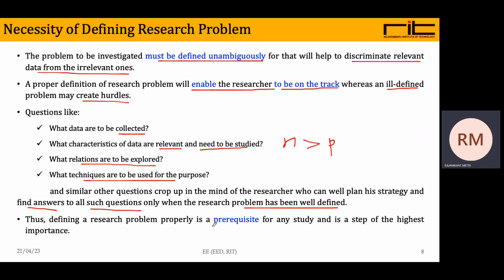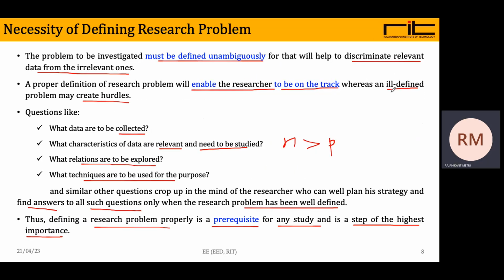So this is a prerequisite for any study or any research. That is, defining the research problem properly is the prerequisite for any study and is the step of the highest importance. If it is defined properly, only then can we keep our research on track. If it is not defined properly, then we may get stuck in between.